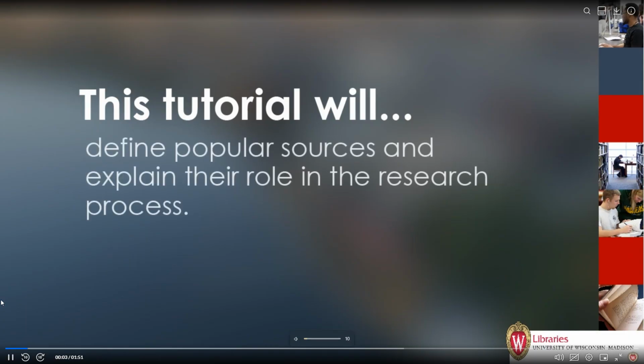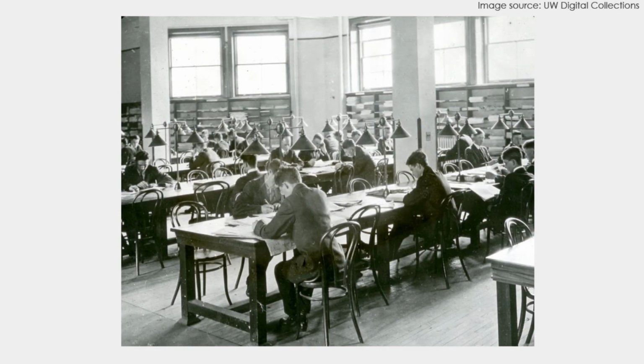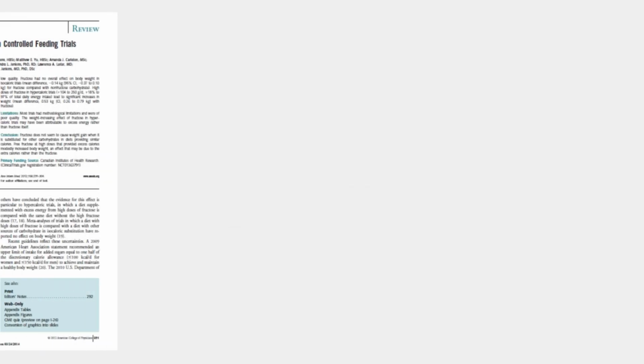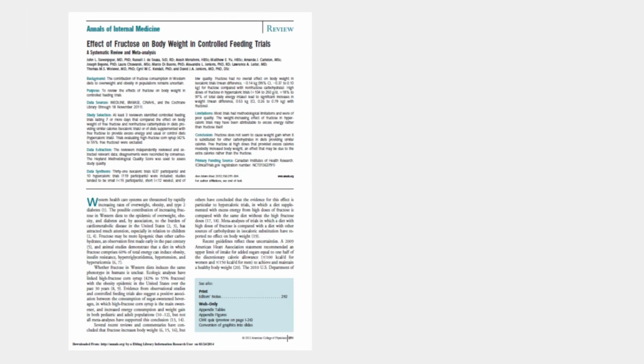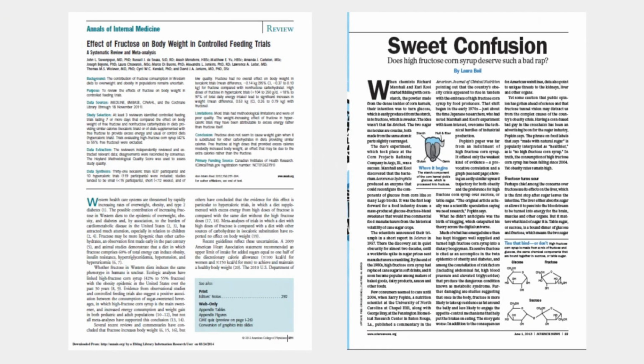This tutorial will define popular sources and explain their role in the research process. When doing research on a topic, it is important to use reliable sources of information. Often we use scholarly articles, which present research and information directly from the source. However, we can also use reliable popular articles to find good information on a topic. Popular articles can be found in general interest publications, like newspapers and magazines.